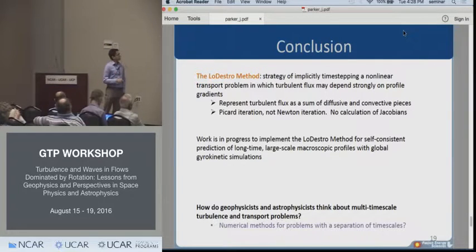And so again, I'm just going to pose this question to the audience because I'm very curious for other numerical methods for dealing with this kind of separation of timescale for transport to turbulence.